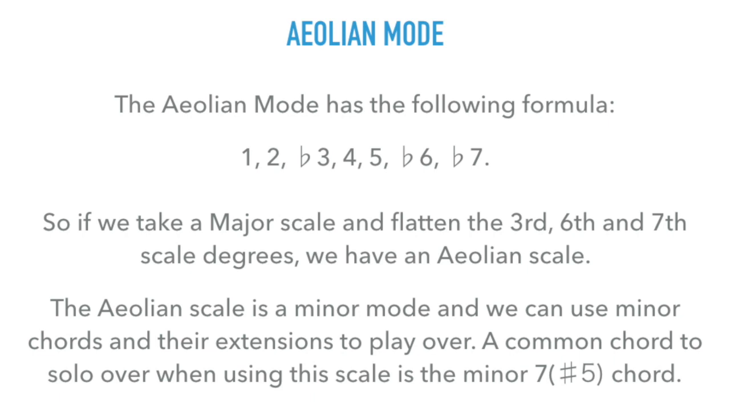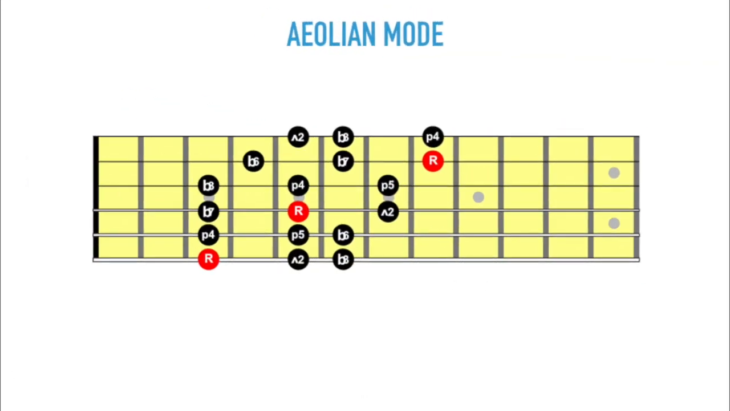So if you take a major scale and flatten the 3rd, 6th, and 7th scale degrees, we have an Aeolian scale. The Aeolian scale is a minor mode, so we can use minor chords and their extensions to play over. A common chord to solo over when using this scale is the minor 7 sharp 5 chord. And here is the G Aeolian mode shown as a scale diagram and as tab.